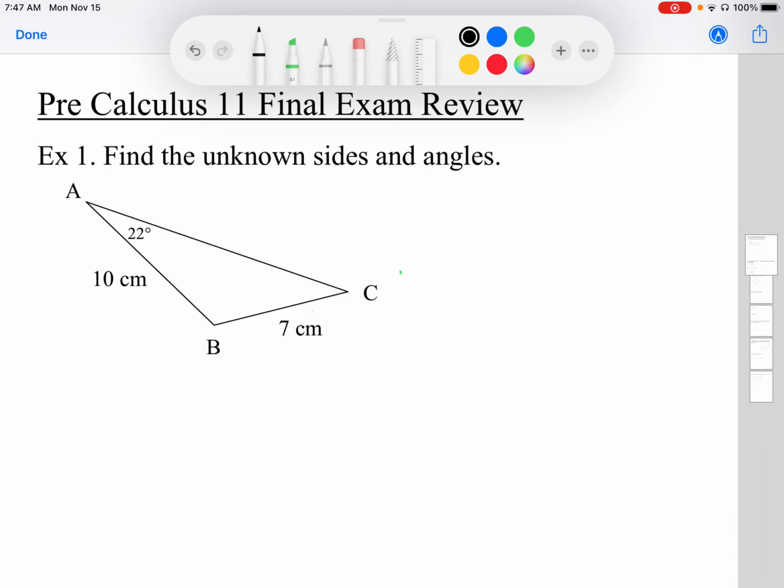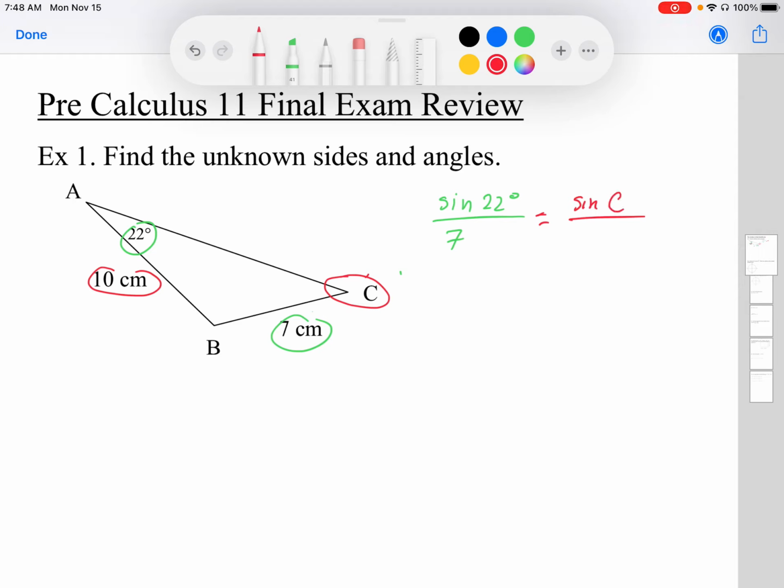The first thing is we're going to take that side opposite and angle opposite and set up a sine ratio. So we're going to do sine of 22 degrees over 7, and that's going to be equal to, we're going to pair up this side and this side here. So sine of angle C over 10 is equal to that ratio. Once we have this ratio, we're going to solve for the angle C. So we get sine of angle C is equal to 10 times sine 22 degrees all over 7.